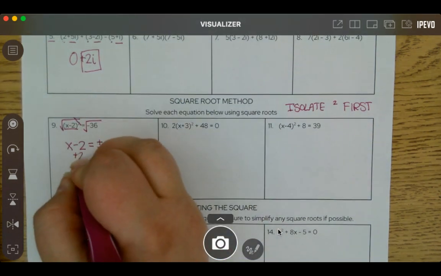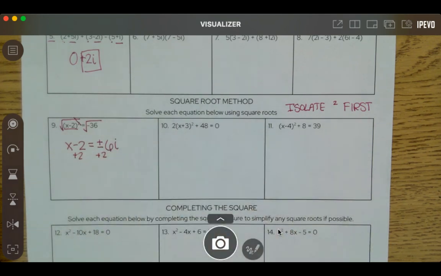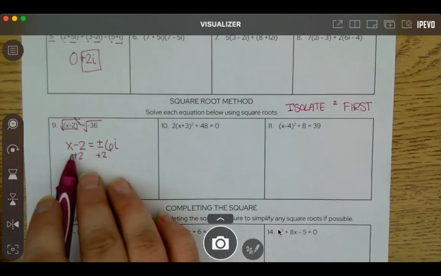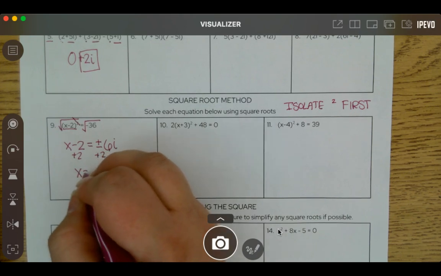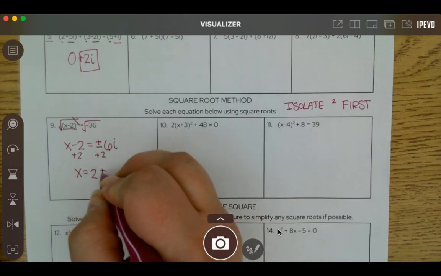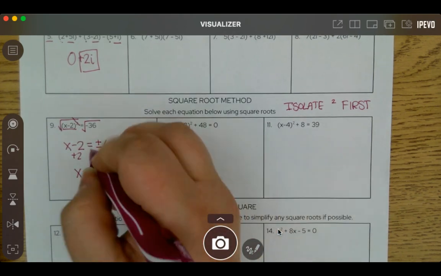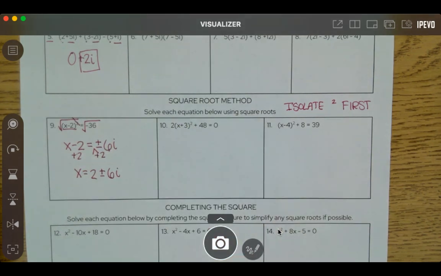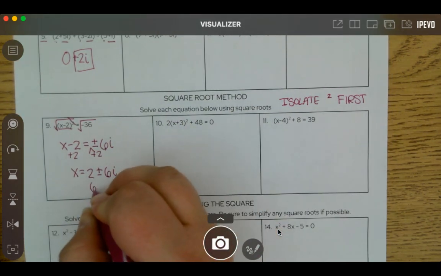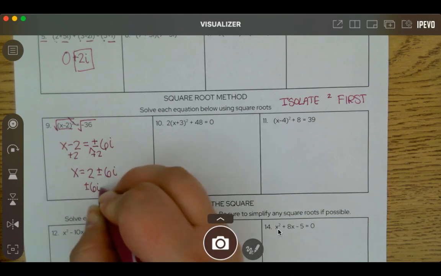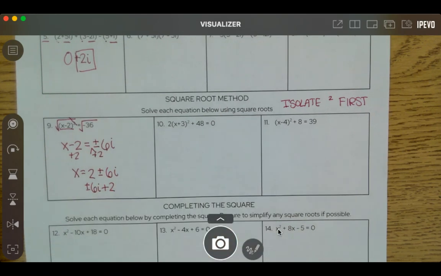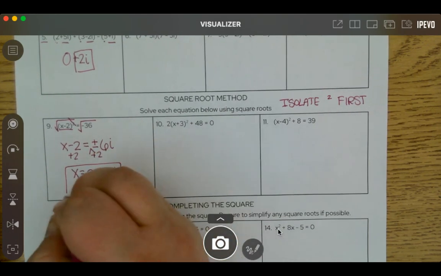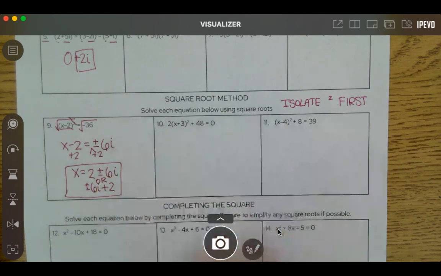Then you've got to add that 2 over to the other side because we want to solve for x so that it's all the way by itself. Now, there's nowhere really to add that 2 other than to just put it in front of the plus minus sign. Or you could write it as plus or minus 6i plus 2 afterwards. Either one of those answers would be fine. You don't need both of them, but just pick one.